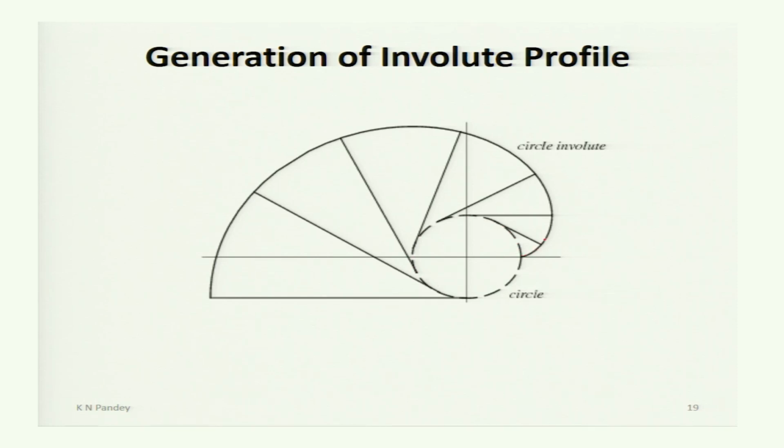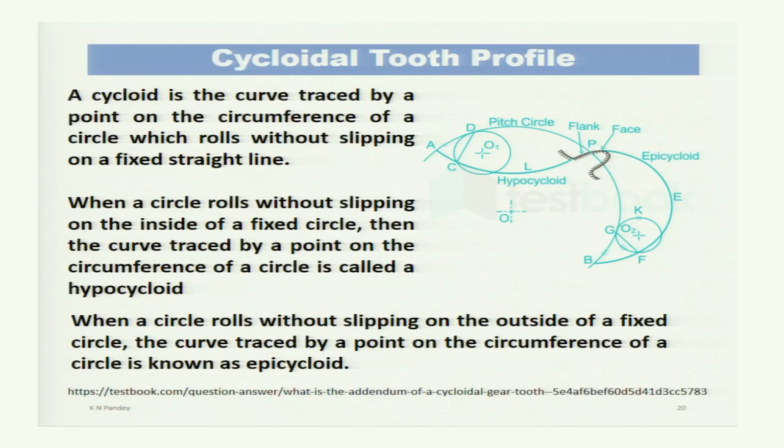So, as discussed, the involute tooth profile is generated by winding a wire on a circle and unwinding it from one end. As shown in this figure, the wire was wound like this, and now we start unwinding it from this side. The locus of this point P generates the involute profile. Now, the next profile is the cycloidal tooth profile.